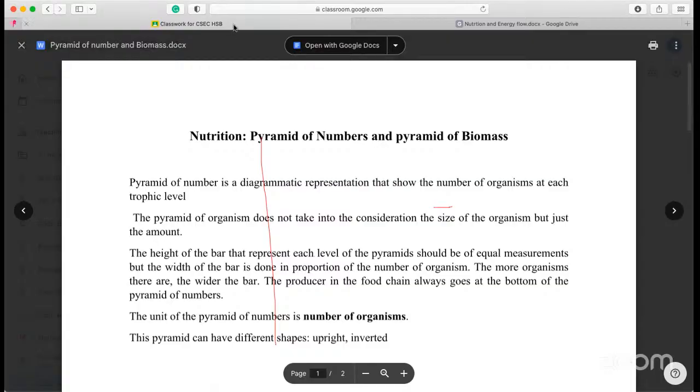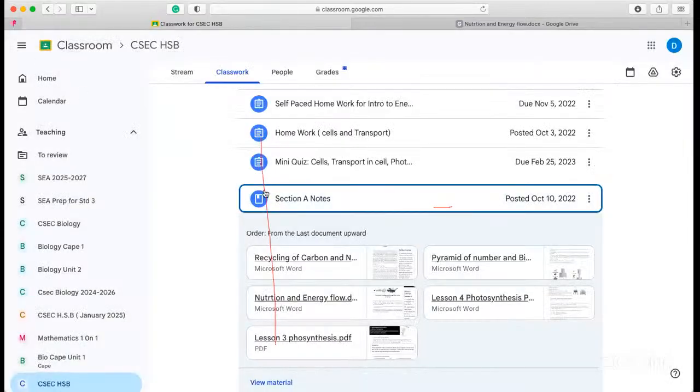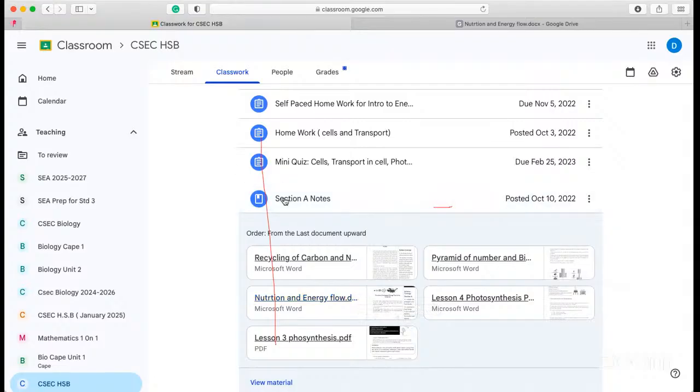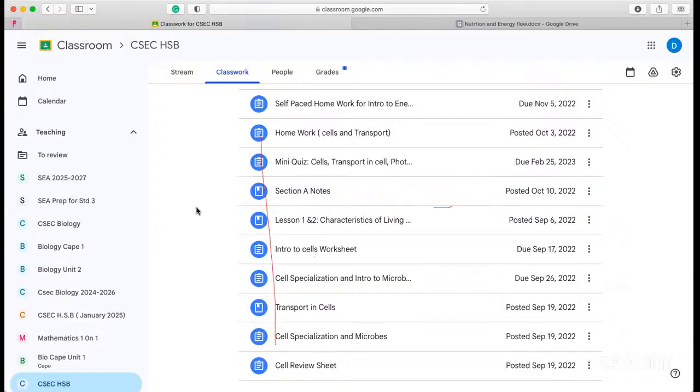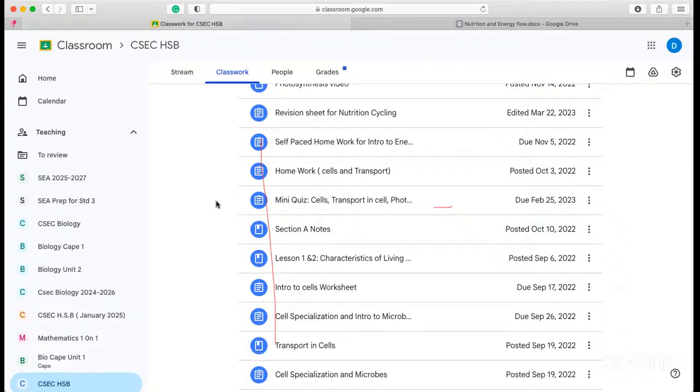So I will just show you again the note. It is found in section A notes, the pyramid of numbers and biomass, as well as nutrient flow. There is a worksheet that's on the classroom for this. So I will just also send you the link to that. Get the worksheet done and submit it for me.